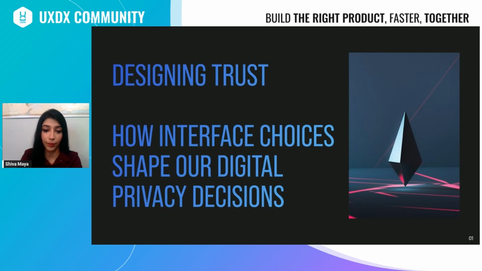more than you intended. Today, we'll look at how dark patterns operate, especially in privacy contexts, examine their real world impact, and explore how we can design for genuine trust instead.